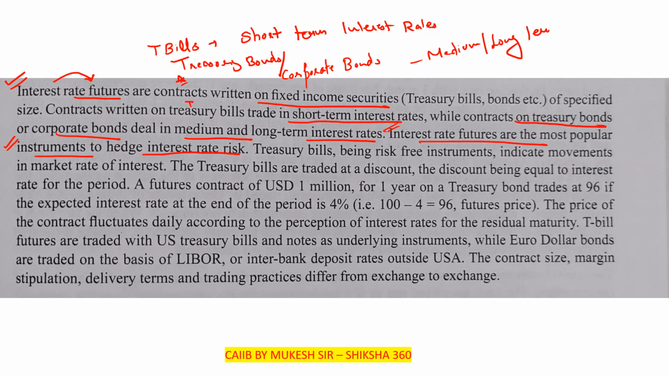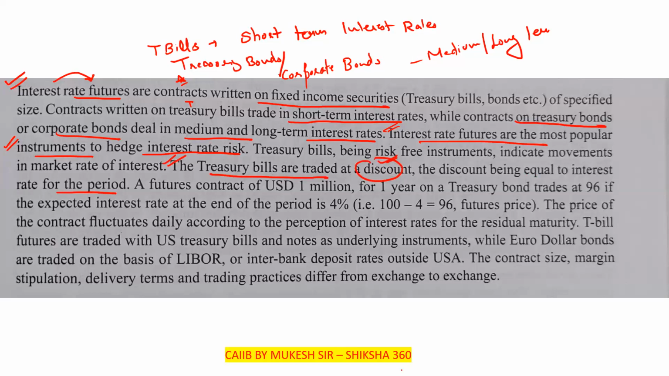Treasury bills are basically risk free, because in that the interest is fixed. So treasury bills, being risk free instruments, indicate movements in the market rate of interest. The treasury bills are traded at a discount, the discount being equal to the interest rate for the period.